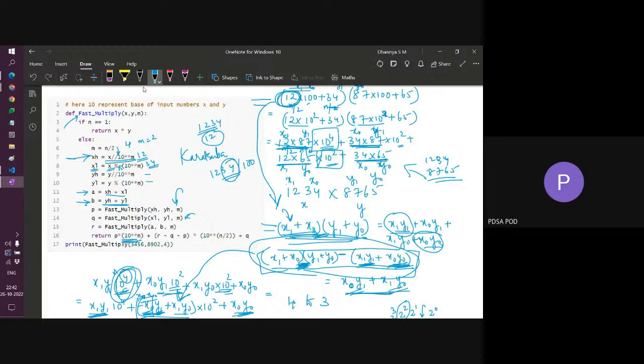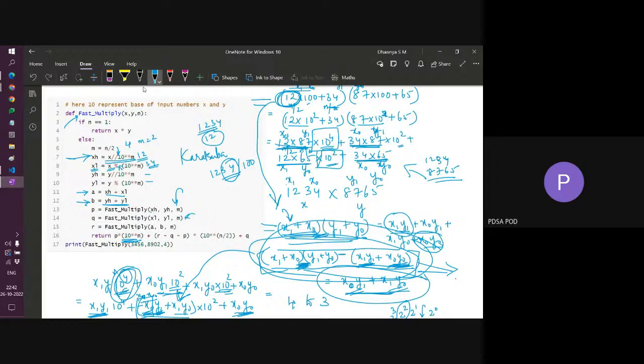The only thing you have to understand is how you replace this with this. That's all there is in the crux of this algorithm, which simplifies the O of n power 2 complexity to O of n power log 3.